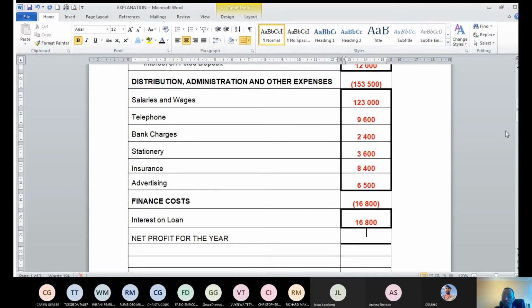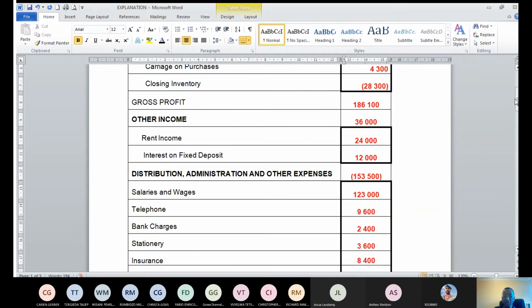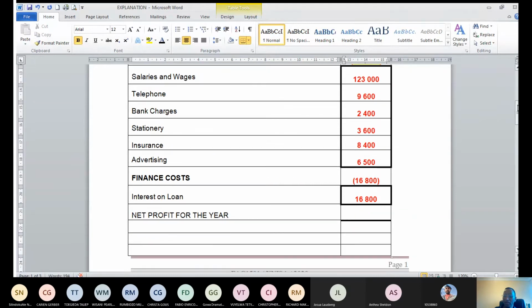And now we've got our four answers. We've got gross profit. We've got our total amount of other income, 36,000. We've got distribution, administrative, and other expenses. And we have got our finance cost. That is our four headings.